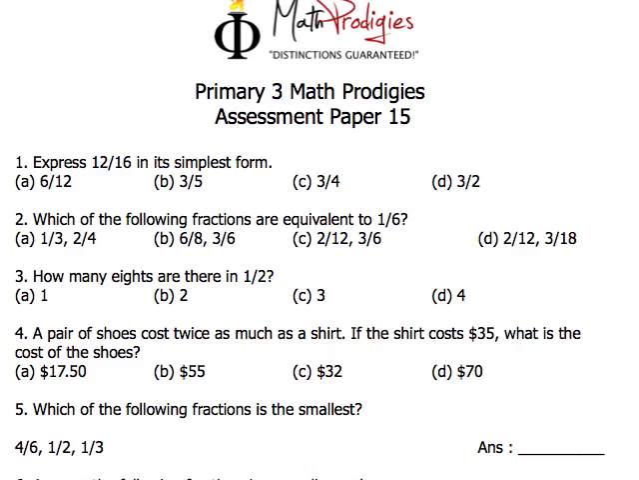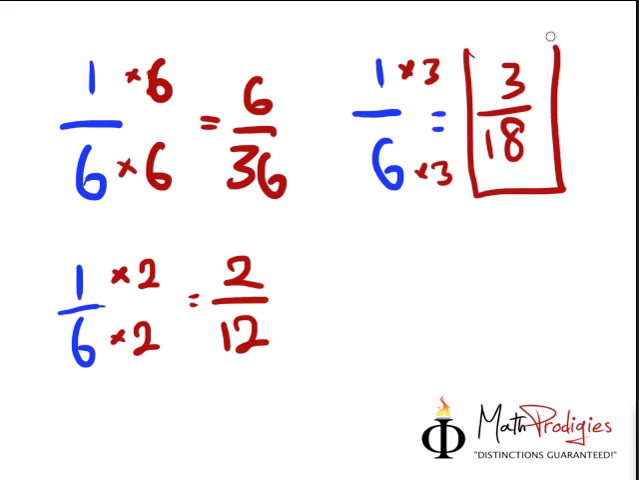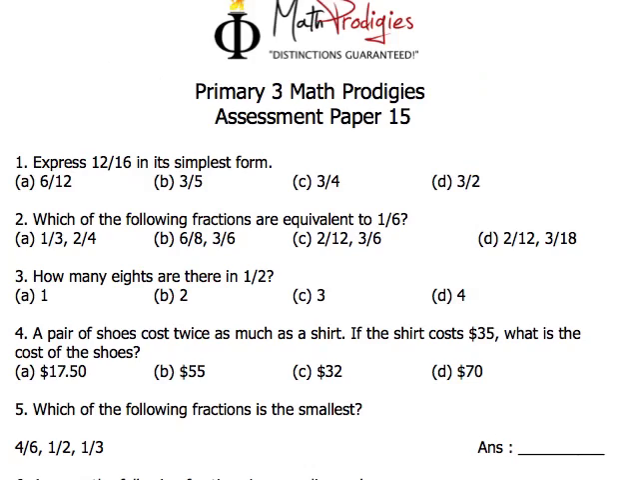Just to test ourselves, 3 over 18, is it correct? Yes, it is. So the answer is actually option D. Good job if you got it right. Let's move on to the next one.